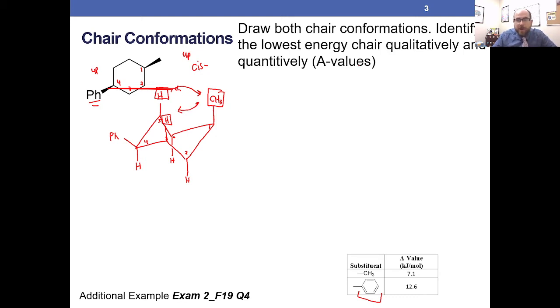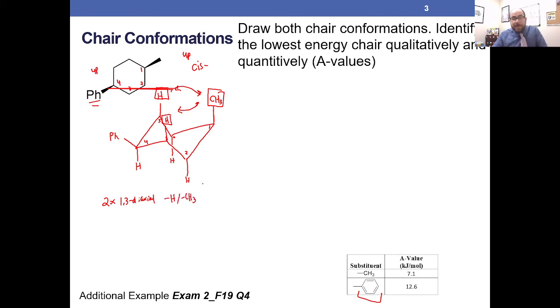So from a quantitative perspective, I want to identify the number of 1,3 diaxial interactions that I have and the type. So the way that I would label this is I have two 1,3 diaxial interactions between a hydrogen and a methyl group.